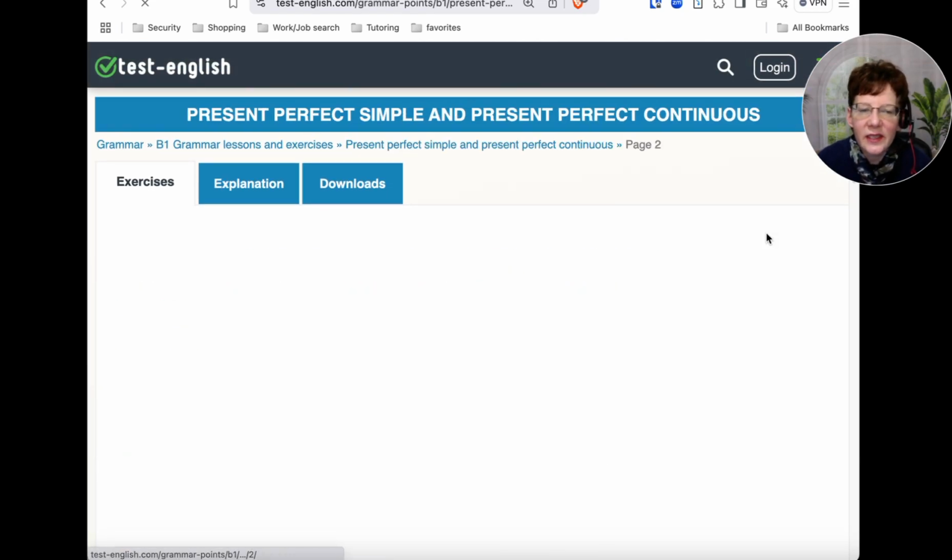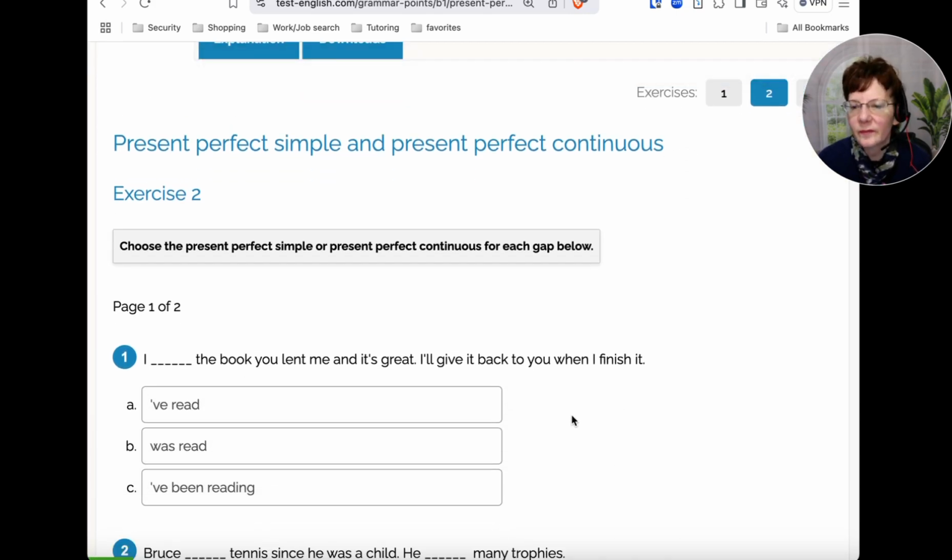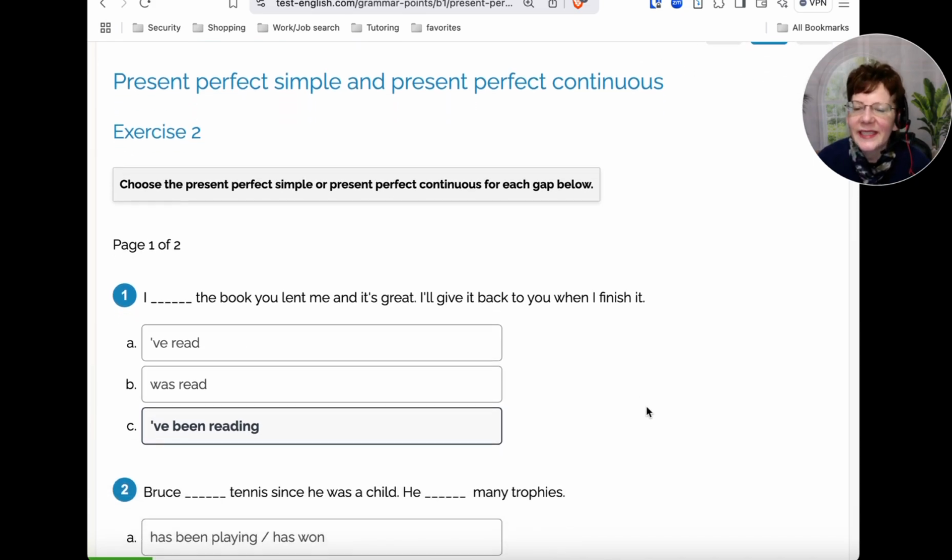Okay, let's look at number two, what we have. So this is multiple choice. I've read, was read, or have been reading the book you lent me, and it's great. I'll give it back to you when I finish it. So this means the action here is unfinished. So which one sounds like it goes? If you chose option C, have been reading the book, then you are correct.